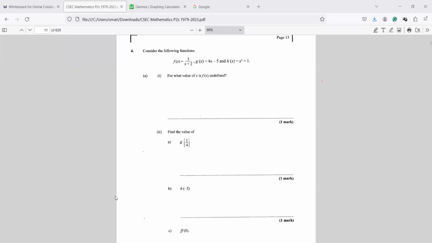So if we're going to find when f of x is undefined, let me get my pen. So 0 should be equal to whatever is the function on the right. So 3 over x plus 2. x plus 2.